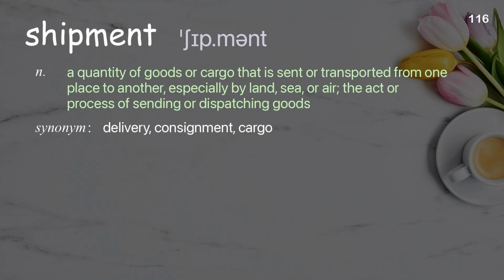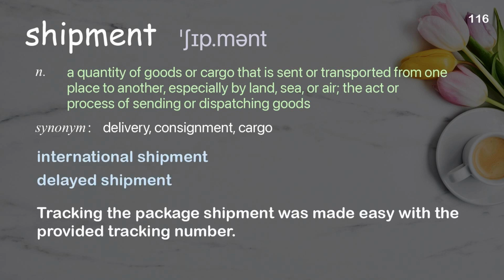Shipment. A quantity of goods or cargo that is sent or transported from one place to another, especially by land, sea, or air; the act or process of sending or dispatching goods. Examples. International shipment. Delayed shipment. Tracking the package shipment was made easy with the provided tracking number.